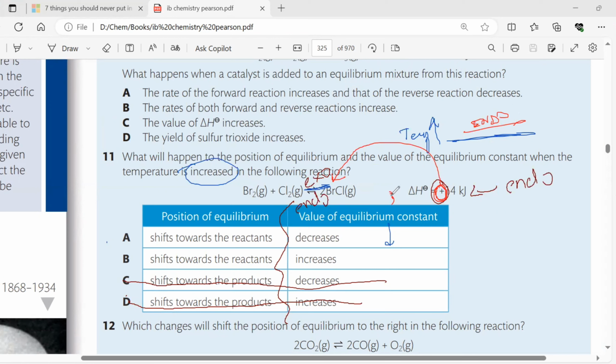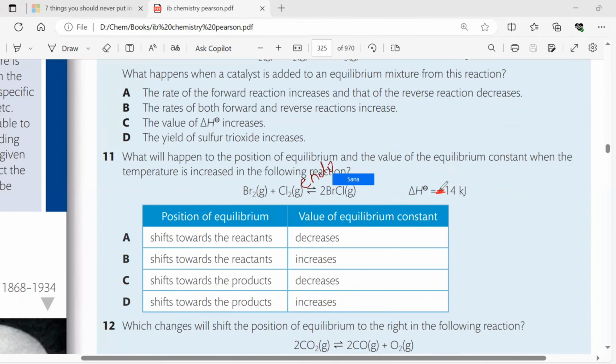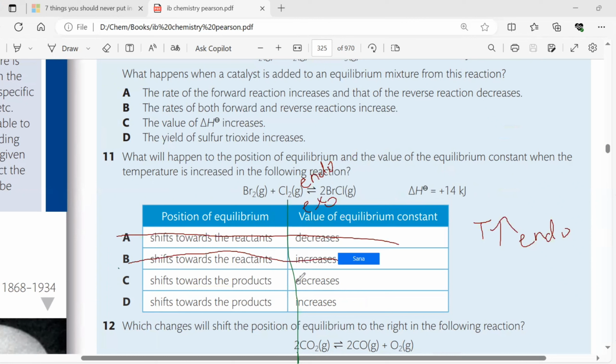When data like this is given, with a semicolon, what does it mean? The forward direction is endothermic, right? Is it clear? If the data was given like this, the forward direction will be exo. And if the temperature increases, it favors the endo side, and in this reaction the endothermic reaction is in the forward direction. So it shifts to the products. Oh, okay, I see.